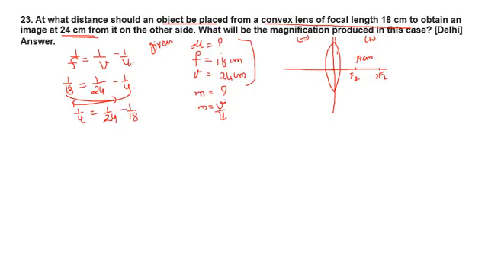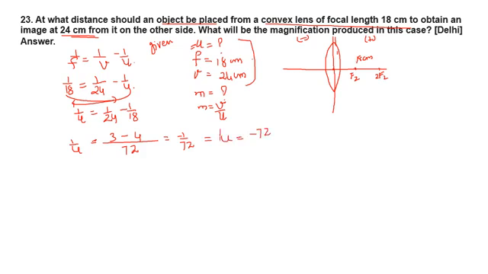If I find out the LCM of 24 and 18, I'll get 72, right? 24 times 3 is 72, and 18 times 4 is 72. Now I'm getting minus 1 upon 72. So my 1 upon u is equal to minus 1 upon 72. So therefore u will be minus 72, right?